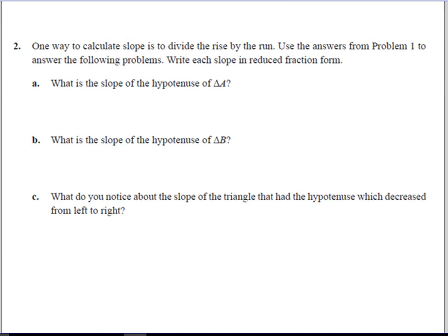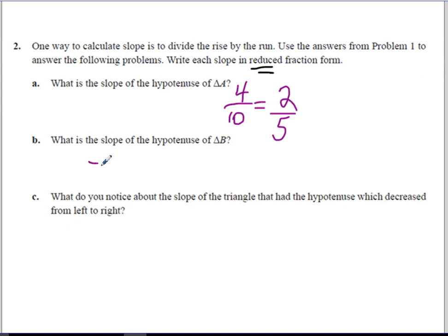One way to calculate the slope is to divide the rise by the run. Remember, division is often used as a fraction, so we'll be writing rise over run, and it reminds us to reduce fractions when possible. The slope of hypotenuse A, remember, we had a rise of 4 and a run of 10. That can simplify down to 2/5. So the slope of the line from triangle A is 2/5.